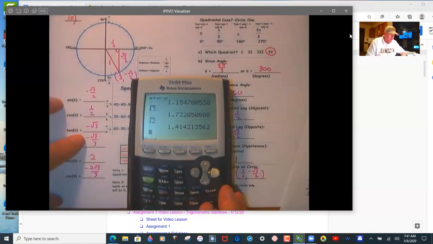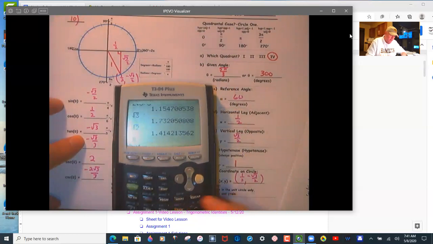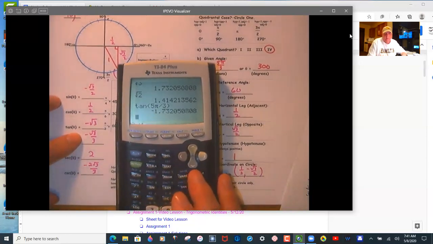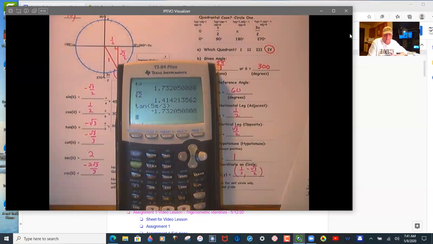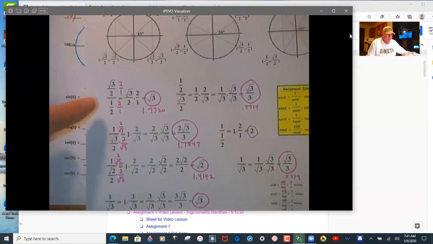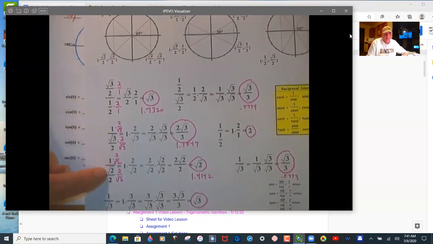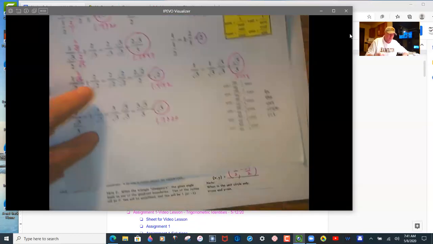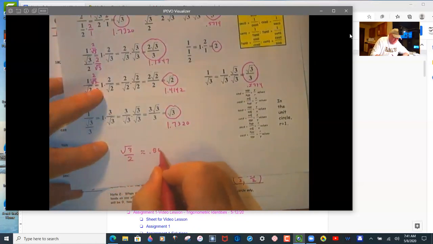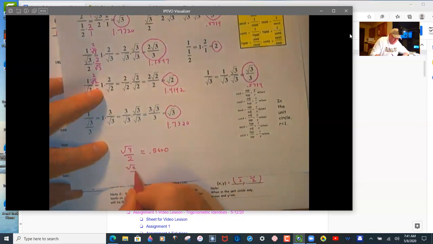So do the tangent of 5 pi over 3 and see if you can say, that's negative square root of 3. See if you can start recognizing some of those, committing some of these to memory. Don't forget that the square root of 3 over 2 is 0.8660. The square root of 2 over 2 is 0.7071. So you might want to jot those down here.